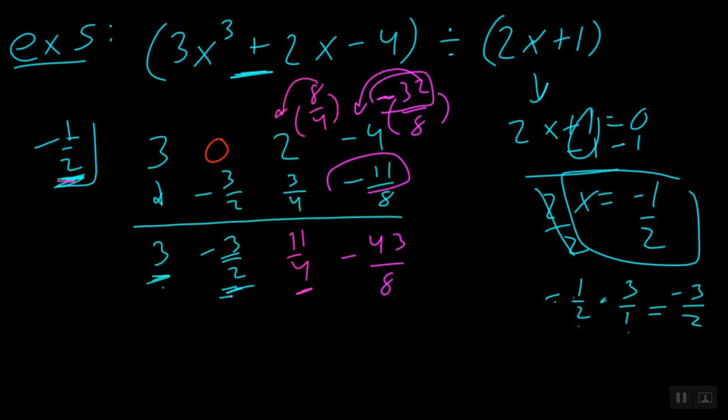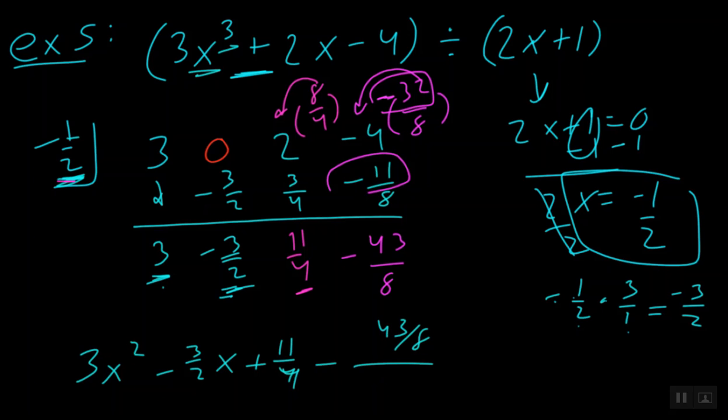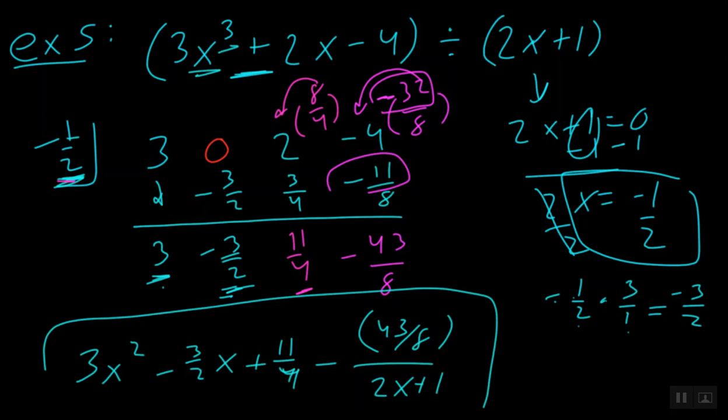And we can now go ahead and write out our new polynomial. Alright, so since we had an x cubed, we'll write 3x squared minus 3 over 2x plus 11 over 4 minus 43 over 8 all over our initial divisor of 2x plus 1. So guys, these were terrible numbers, but look how quickly and easily we were able to use polynomial division even when there were these kind of disgusting numbers.